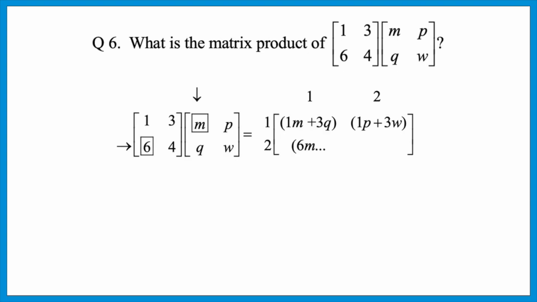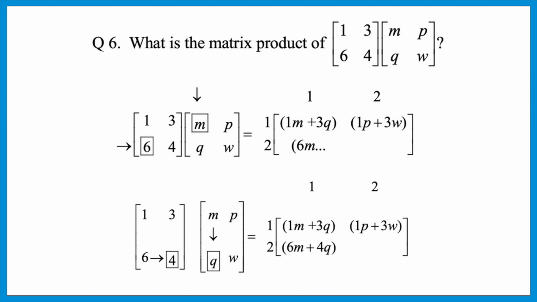Now we do the same thing in the bottom left. If we're in the bottom left, it means for the first matrix, we're dealing now with the second row, and for the second matrix, we're still in the first column. So follow those arrows. Second row, first column. That would be the 6 and the m. And now we follow, so across and down. So from the 6, across to the 4, simultaneously with the m down to the q. So 6m plus 4q.